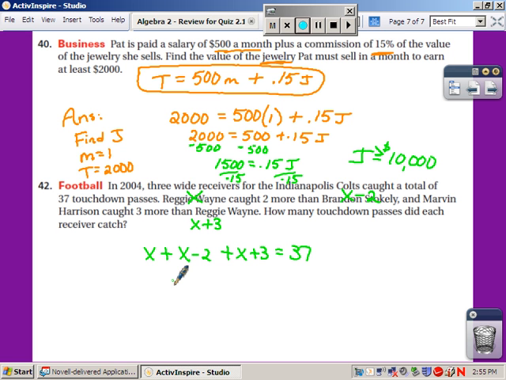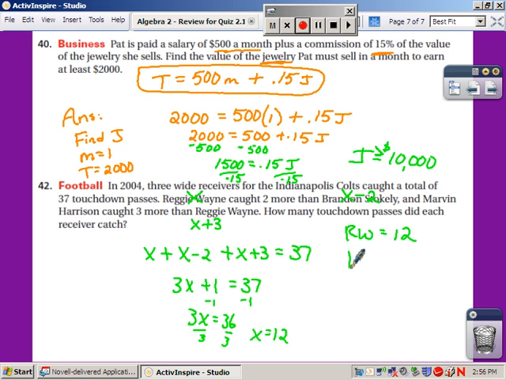Let's combine the x terms into 3x and the regular numbers into positive 1. I'm going to subtract 1, and I'm going to divide by 3. So I get x equals 12. So we come over here on the side, Reggie Wayne was just equal to x. So Reggie Wayne must have caught 12 touchdown passes.